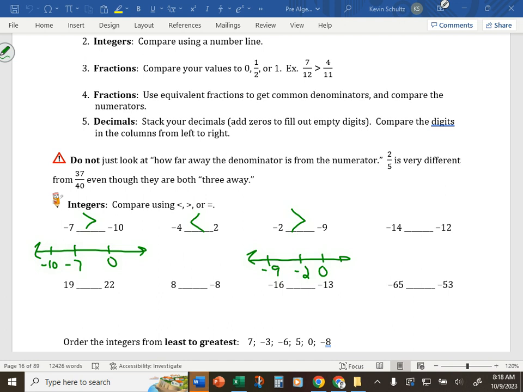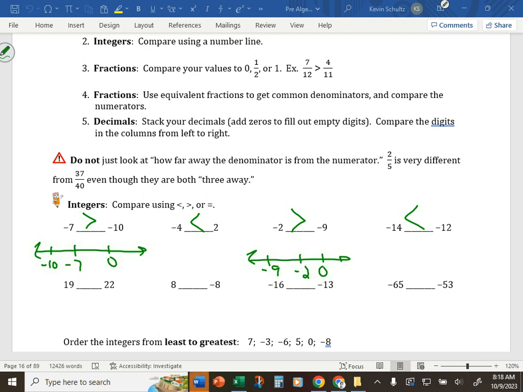Lastly, for what we'll do together, -14 and -12. What symbol's going to go there? Liv. Oh, where's your hand up? Greater than or less than. Less than. Yep. -14 is further to the left. It is colder than -12. Therefore, it is less than -12.